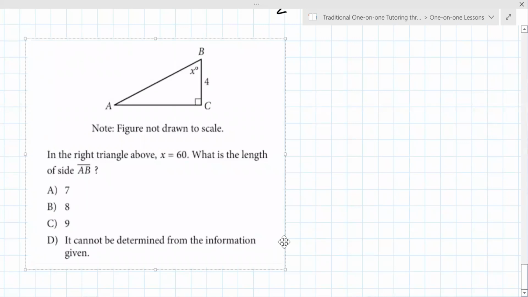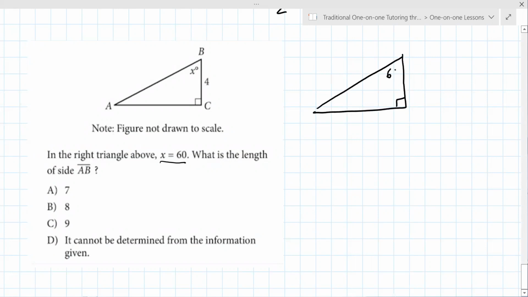Okay, in the right triangle above, X is 60 degrees. What is X referring to in this picture up here? The angle. Yeah, the angle up there. Sometimes it's good to redraw it. Does take time though. That's still 4. What is the length of side AB? Is AB another leg or is it a hypotenuse? AB is your hypotenuse because it's the longest side. Yes. Okay, so we can call it C maybe if we want.